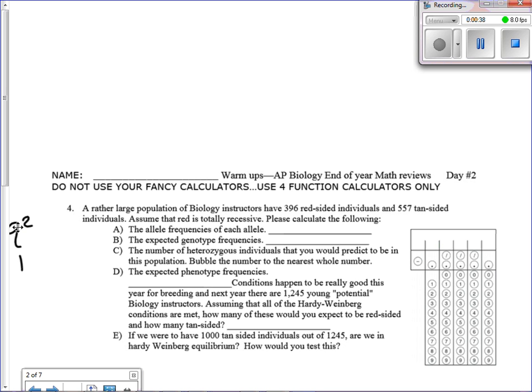Okay, so Q squared, Q, P squared, 2PQ. So the allele frequency, how are we going to figure this out? Find Q squared. Take the number 396 divided by the total of 950. Why 396? The number of red cells. So what's 396 divided by 557?